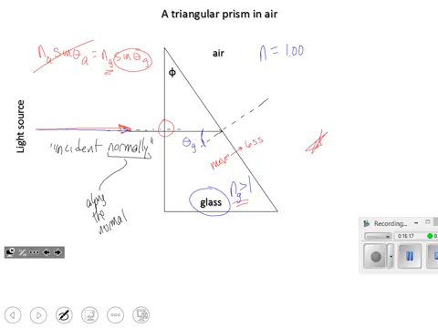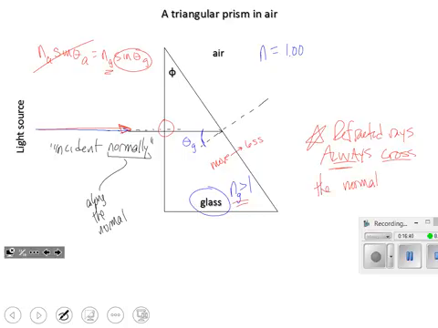Oh, I haven't said this explicitly, but I should. Refracted rays always cross the normal. So this ray started on this side of the normal, and it's going to end up on this side of the normal. And in this case, it's a more to less, so it's going to bend away from the normal.